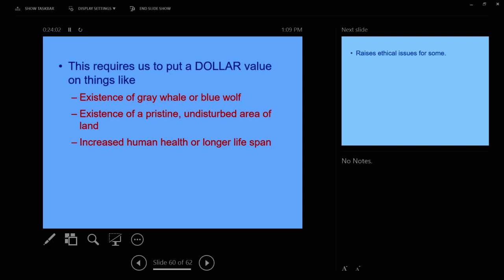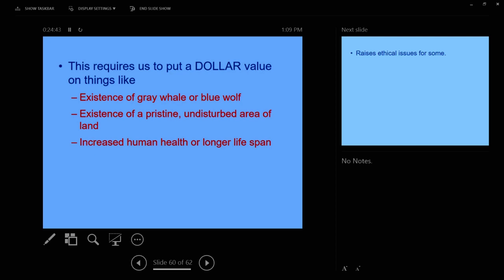So maybe we're doing something that impacts the gray whale or it impacts the blue wolf, and now I've got to figure out, okay, what's the dollar value associated with having more gray whales or more blue wolves? Or maybe we're looking at, in the second example, pristine, undisturbed area, some land, and I need to put a dollar value on leaving that pristine. What if we're talking about something that impacts human health, maybe helps us live longer? I now have to put a dollar value on human life. See where I'm going with this? That's not so easy to do.